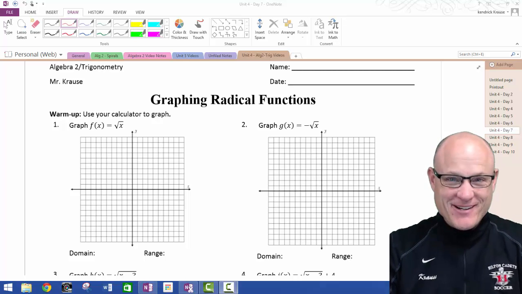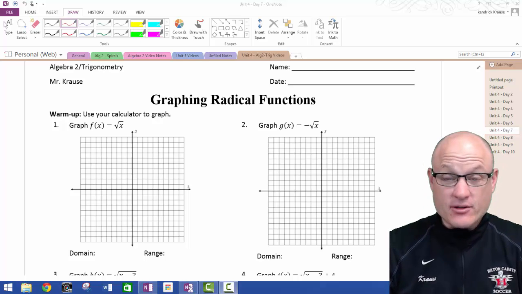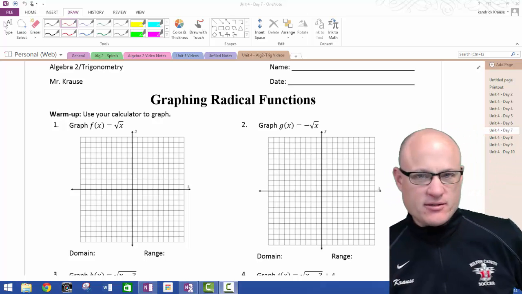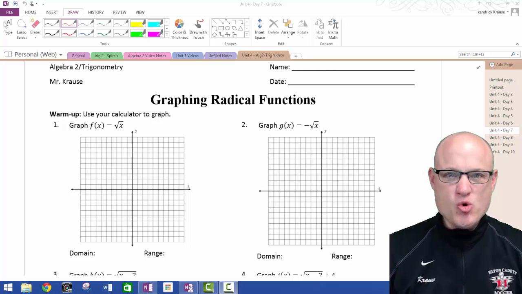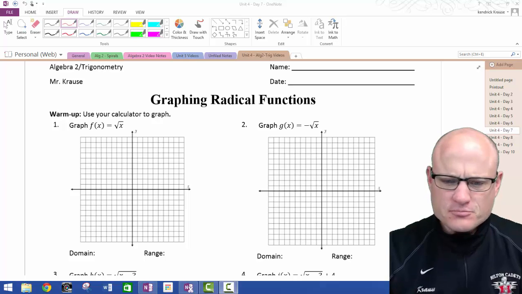Just see how excited you all are. Oh my god, graphing radical functions. Now, for some reason my eyes are going crazy, so I might be rubbing them a few times. It's not because I'm tired, never tired. It's 7 o'clock in the morning. It's like practically noon.